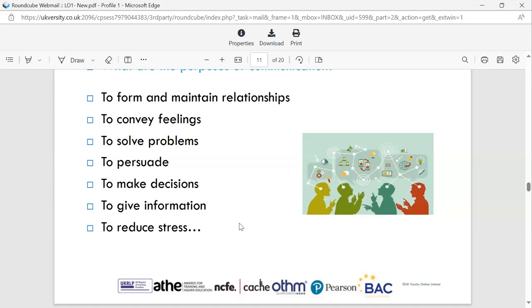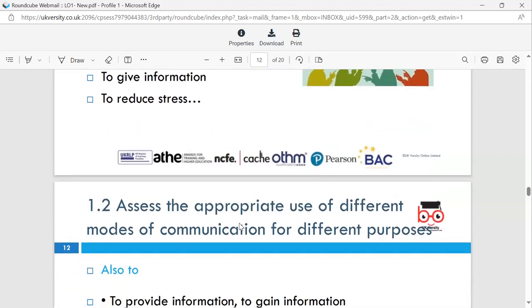The whole point of it is that you're able to form this relationship between you and the patient, or you and another worker, to convey your feelings correctly. You're able to communicate at their level. It's so important that you're able to communicate at the person's level, and also show that you understand what they are talking about and give them information as well.